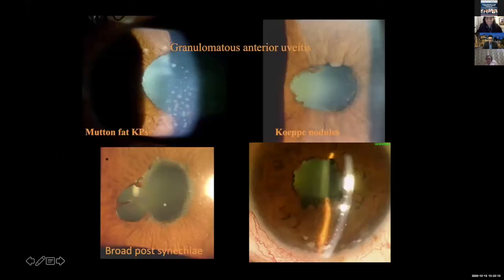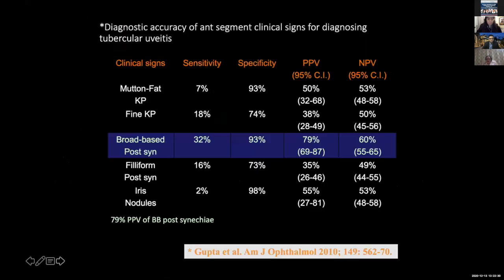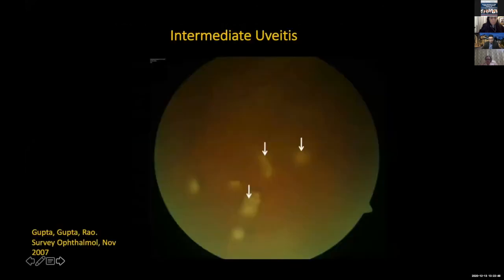And uveitis, where you can see the nodules. You may see nodules at the border. Now, if you see in this stroma, these are Busacca, these are Koeppe nodules, broad-based posterior synechiae. The synechiae that have a broad base, these are some of the phenotypes that we reported had a very high positive predictive value of being associated with TB, and of these, broad-based posterior synechiae. So if you see them, think about TB.